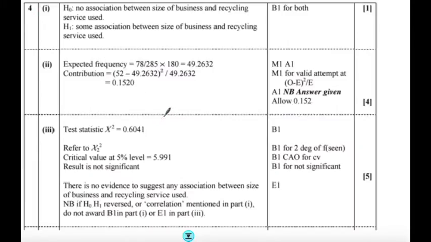So you get a mark for the test statistic, a mark for referring to 2 degrees of freedom, a mark for the correct critical value, a mark for not significant, and a mark for summing it up. So there's no evidence to suggest any association between size of business and recycling service used.